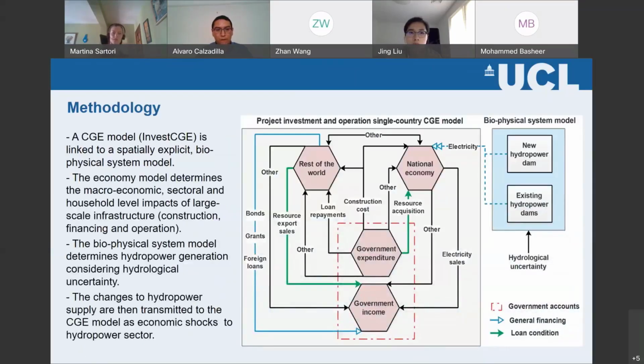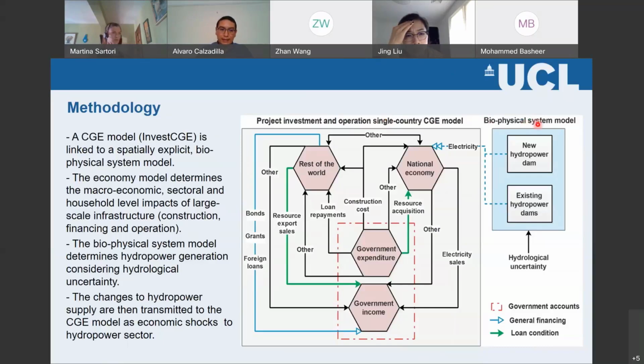So this is the modeling framework that we use. So we basically combine a CG model, which is an investment-oriented CG model, which we call Invest CGE, which is linked to a biophysical system model. So the CGE model basically determines the macroeconomic, the sectoral, and the household level impact of this large-scale infrastructure project, in this case, the Buoy Dam. So with this framework, we can assess the construction, the financing, and the operation impacts of the dam.